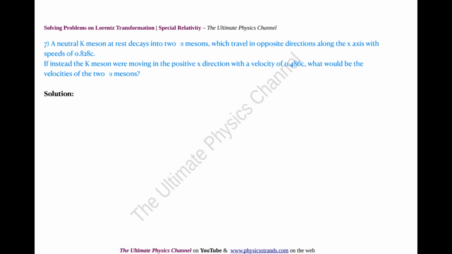This is the question. So first we have a situation where we have a neutral K meson, right? One neutral K meson. It splits into two pi mesons, pi meson A, pi meson B, let us say, right? And they each go with the velocity 0.828 c.